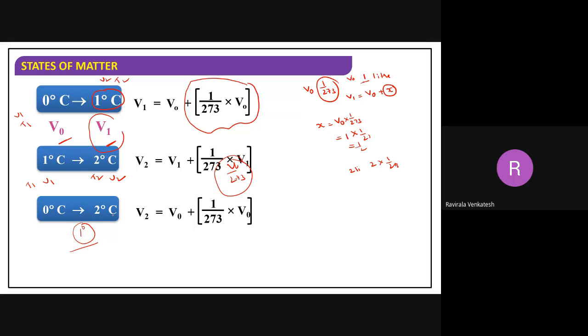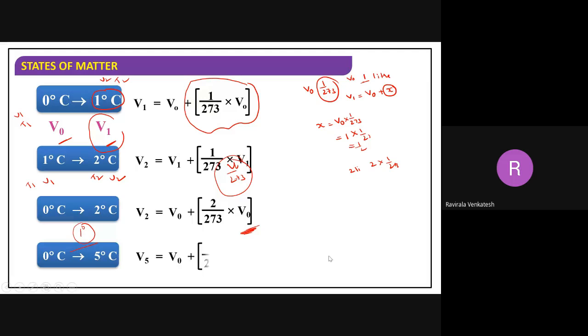Now, again, what are you taking? 1 by 273, this is the initial value. So you have to take the initial value 1 by 273, isn't it? Now, V0 plus initial. Initial means it is the first time, not like we are comparing which value is better, V1 T1, V2 T2.